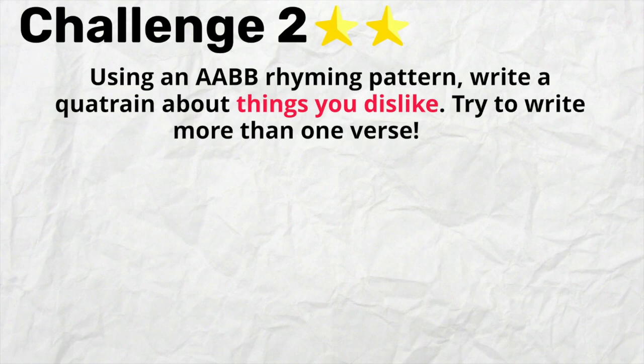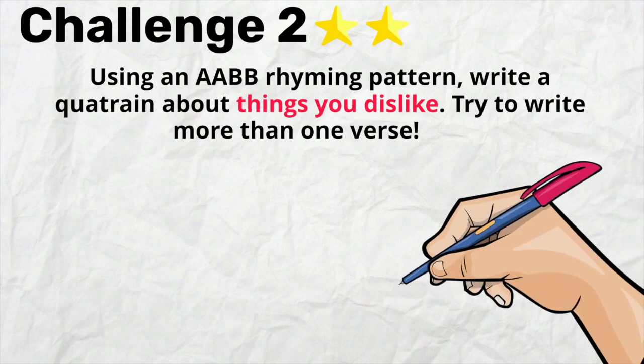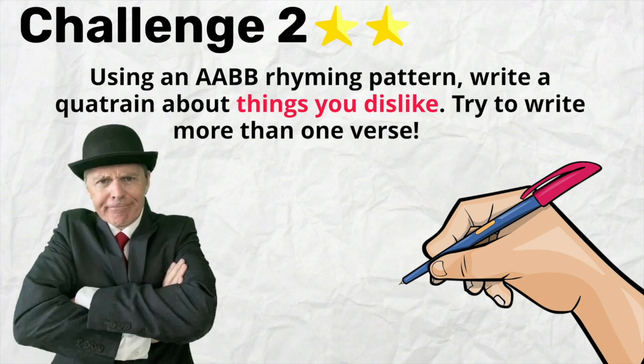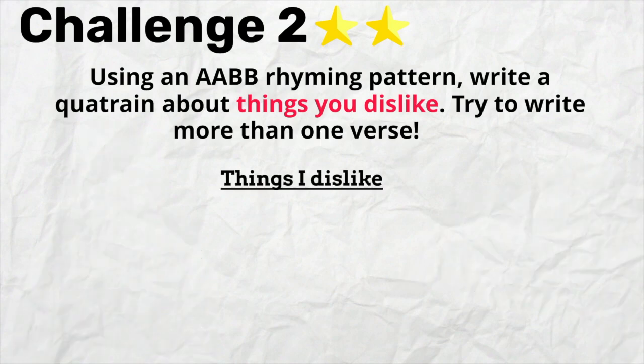Challenge 2. Using an AABB rhyming pattern, write a quatrain about things you dislike and try to write more than one verse. Here's one I wrote. Things I dislike.